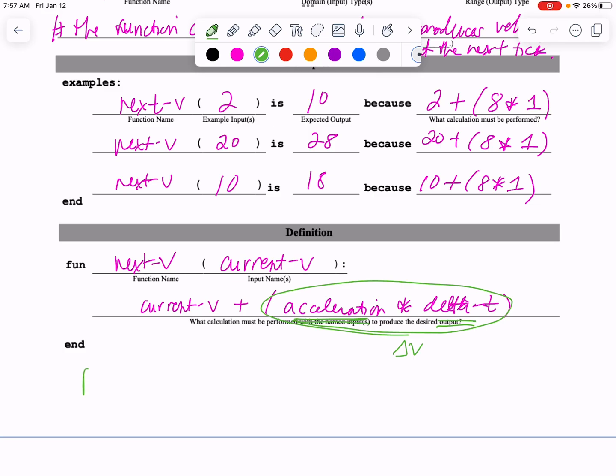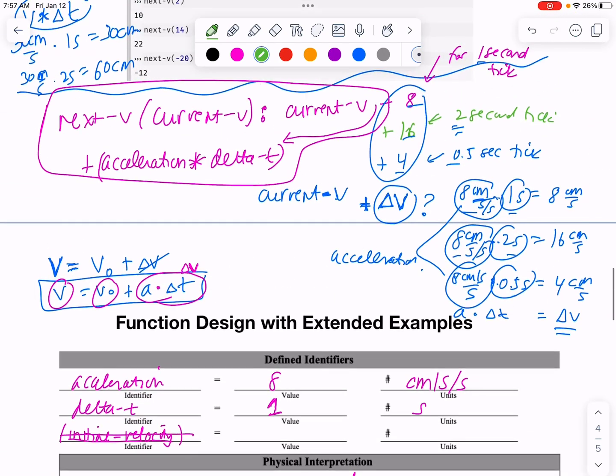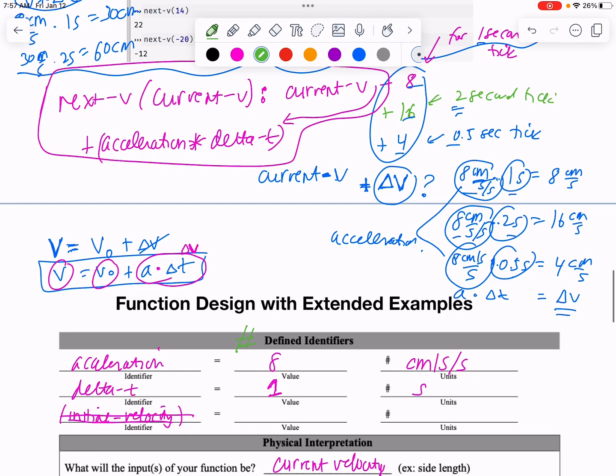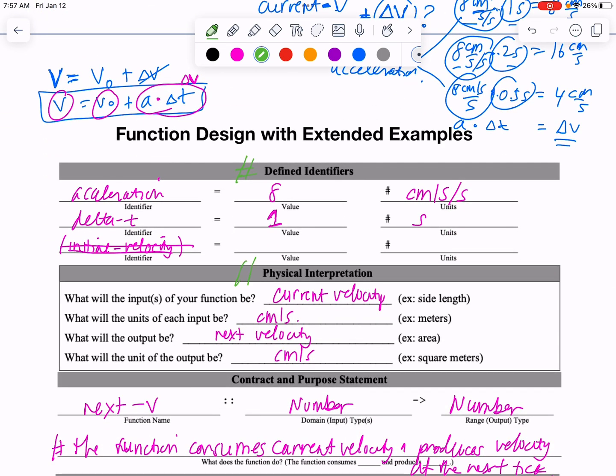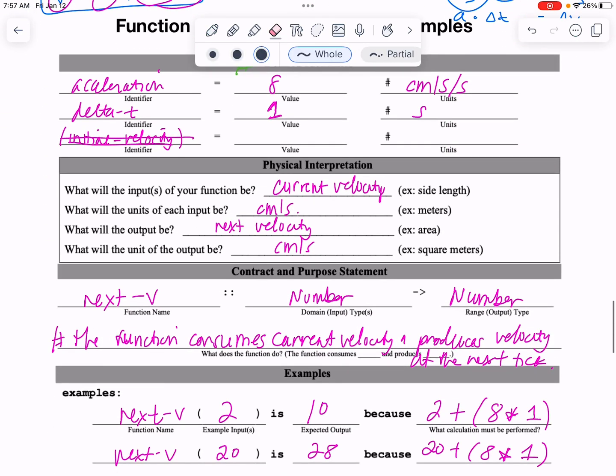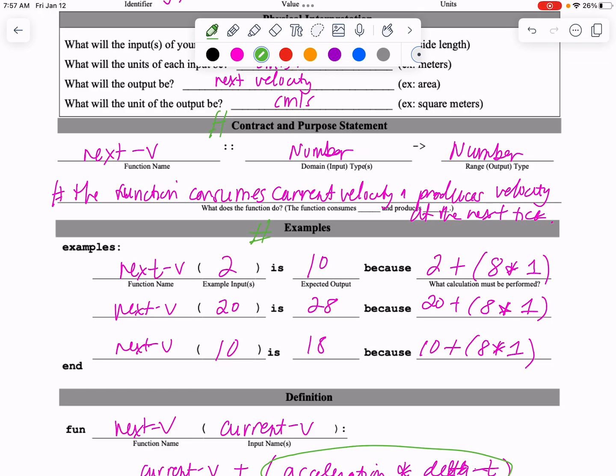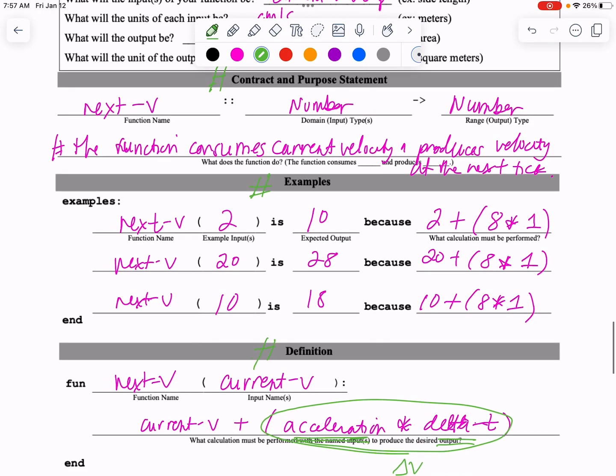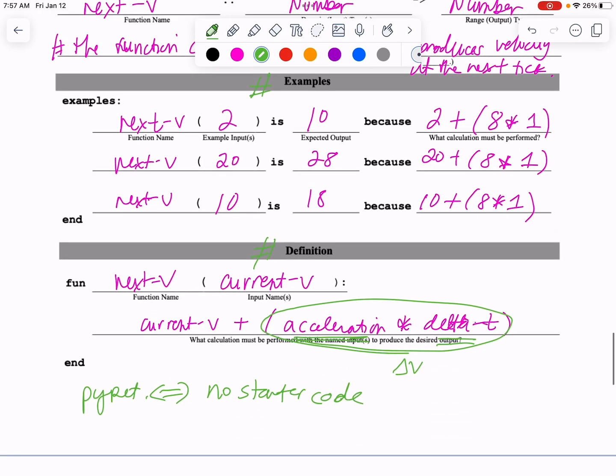Then you're going to go to Pirate. Just open the regular Pirate code editor. There's no starter code for this. And then you're just going to program it in: hashtag identifiers, though this part you don't have to put in, I guess, and then hashtag contract, hashtag purpose statement, hashtag examples block, and then hashtag function definition, and then write the whole thing.